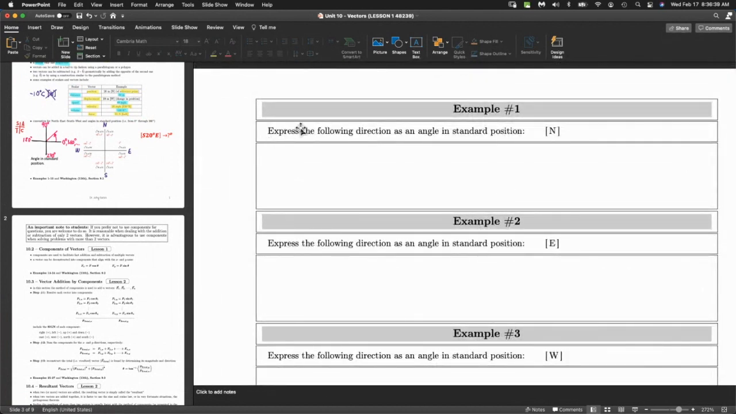Okay, express the following direction as an angle in standard position. North.